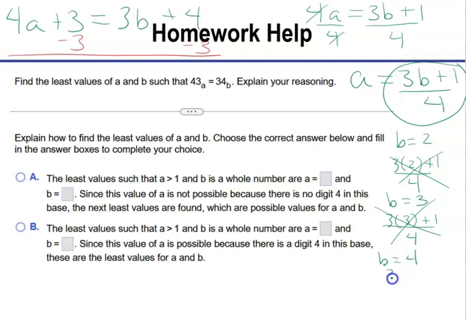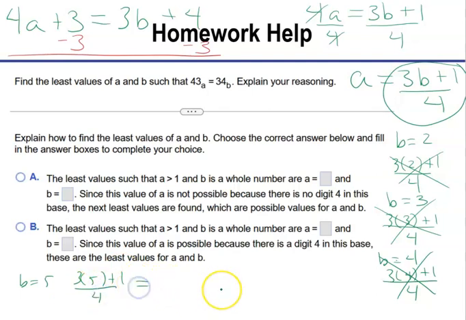So that's going to be 3 times 4, which is 12, plus 1 divided by 4. Also not a whole number. I'm just going to keep checking. So let's try b equals 5. So it's going to be 3 times 5 plus 1 divided by 4.